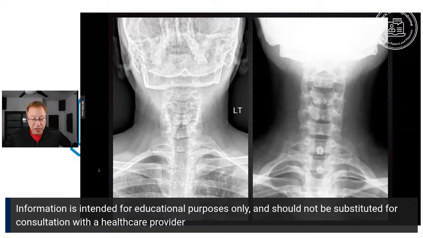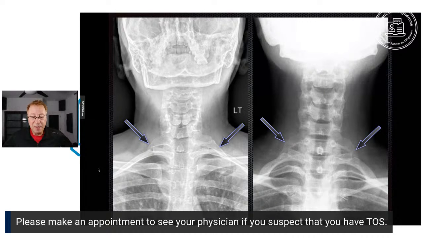Now, this is a quiz I give people often. On the left picture, you'll see two cervical ribs. And on the right-sided picture, you'll see two cervical ribs. I dare you to tell me which one of these patients has TOS. And after you do that, I want you to tell me which side they have TOS on. It can't be done. X-rays don't do it.